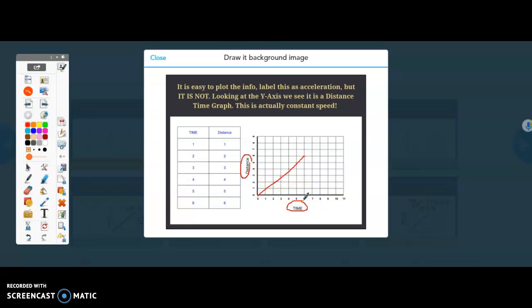Now, when you have distance and time, you can actually figure out speed, correct? Distance divided by time. 1 divided by 1 is 1. 2 divided by 2 is 1. 3 divided by 3 is 1. 4 divided by 4 is 1. 5 and 5, 6 and 6 are both 1. Every time I check the speed of this object, it's going 1 mile an hour. It's at a constant speed. That would be a constant speed.